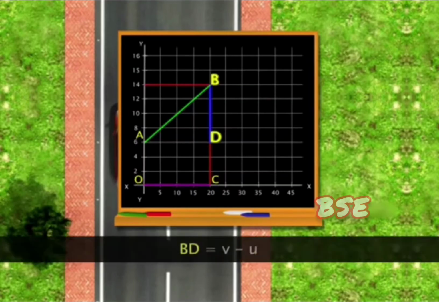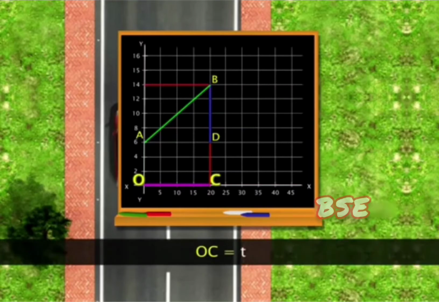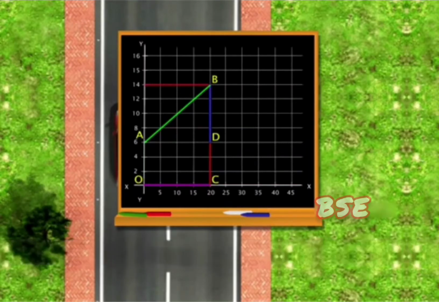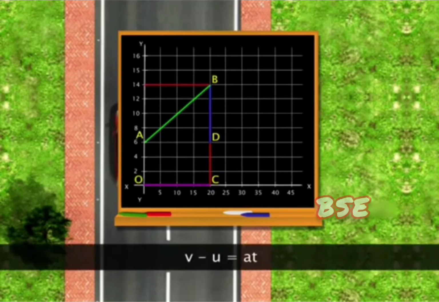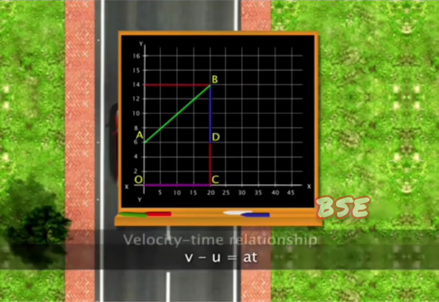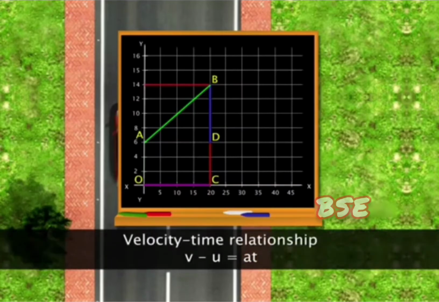But BD is actually the difference between the final velocity and the initial velocity. And OC is the time taken, t. So the equation BD equals acceleration multiplied by OC now becomes a proper algebraic expression. This equation represents the velocity-time relationship.